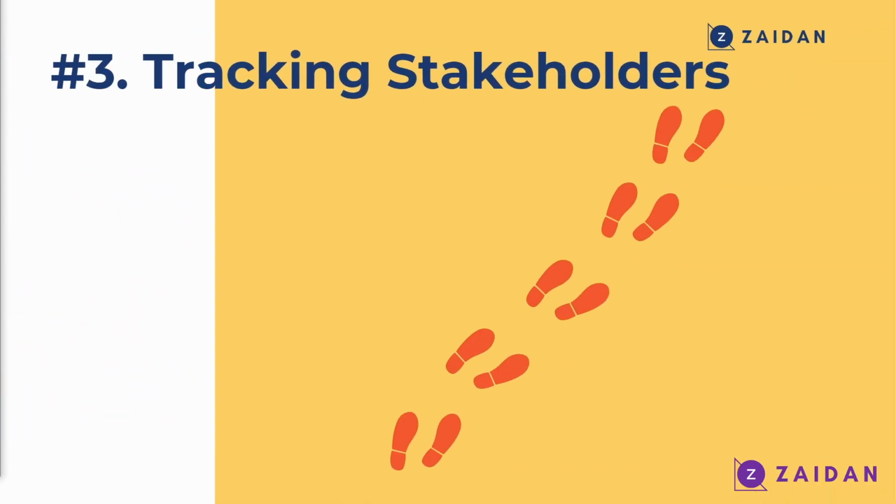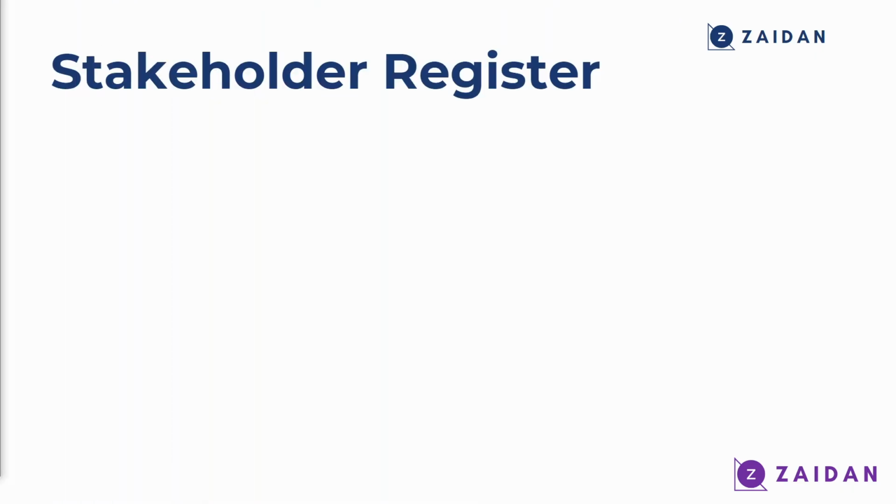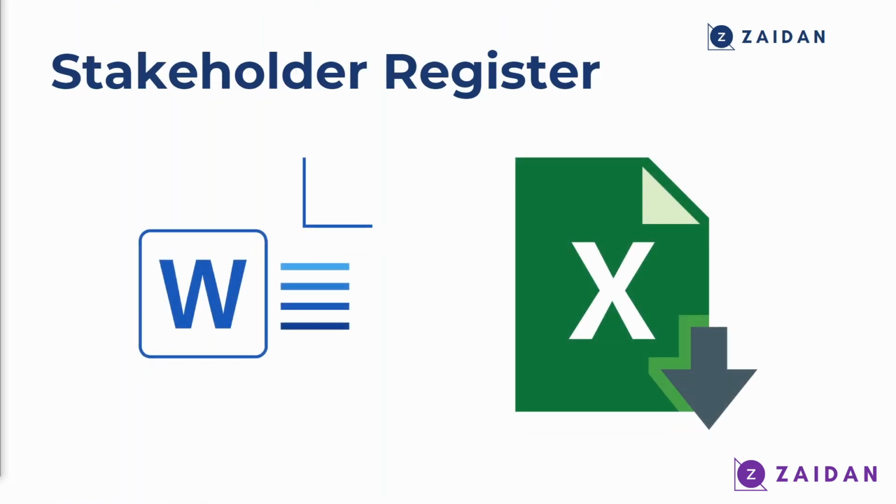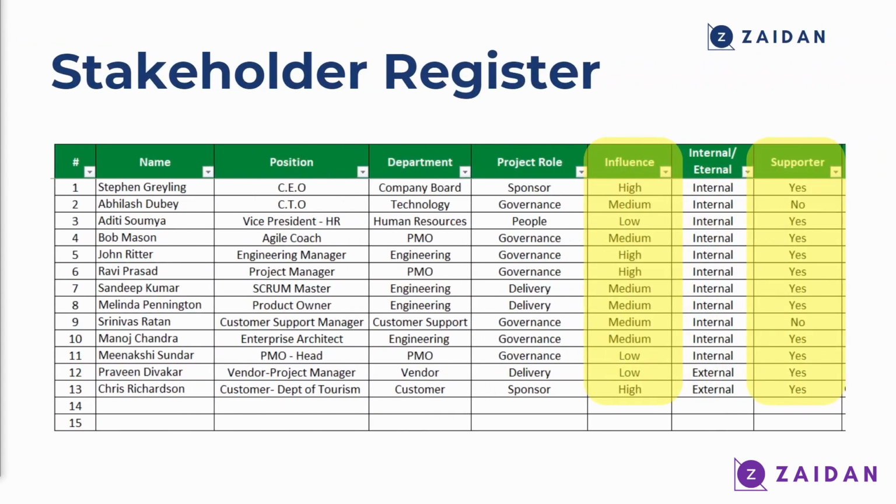Now, where do we track these identified stakeholders? The formal document popularly christened by PMI is the Stakeholder Register. This can be a Word document or even an Excel sheet. I personally prefer an Excel sheet to track stakeholders. Here is an example. You can see columns like name, title, and role in the project, but the most important among these are influence on the project and support. We will talk more on this when we talk about stakeholder analysis.